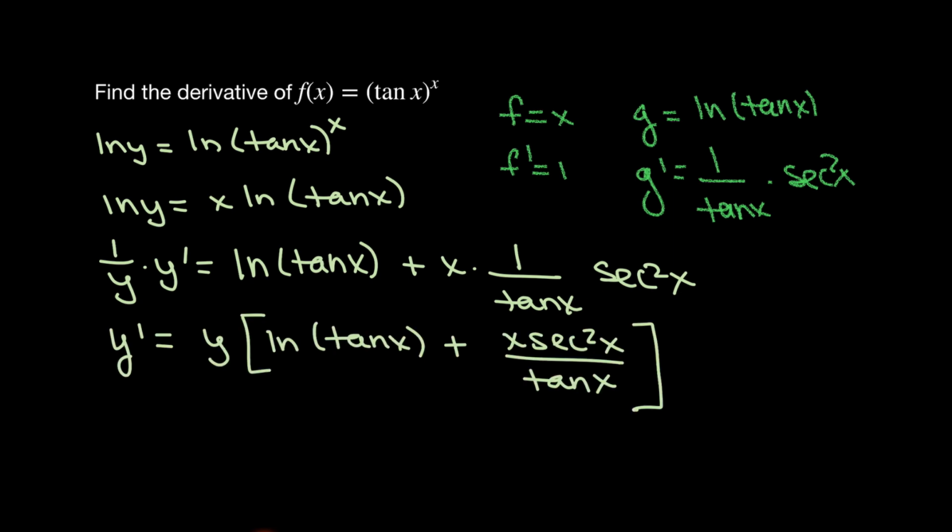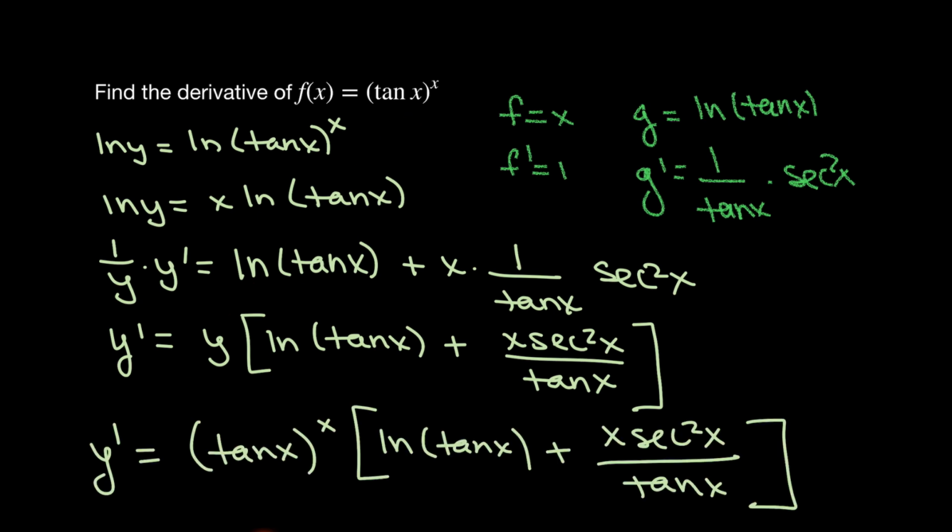Finally, I'm going to solve for y prime by multiplying both sides by y. So I've got y prime equals natural log tangent of x plus, and then I took that product for the second term and just wrote it as one fraction, x secant squared x over tan x. And then finally, just like in the previous problem, I am going to replace that y with the original function, with that tangent x to the x.